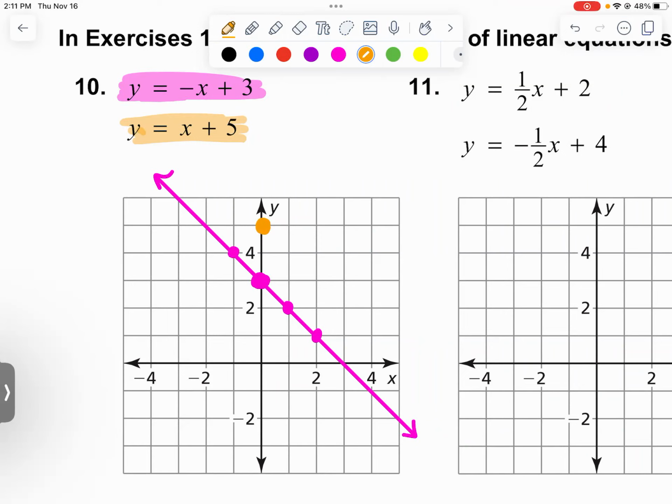Okay, what's our slope? It's 1. Okay, so I have a question. If I count my slope, would my orange line have a point at -1, 4? Yes. Well, that's convenient.